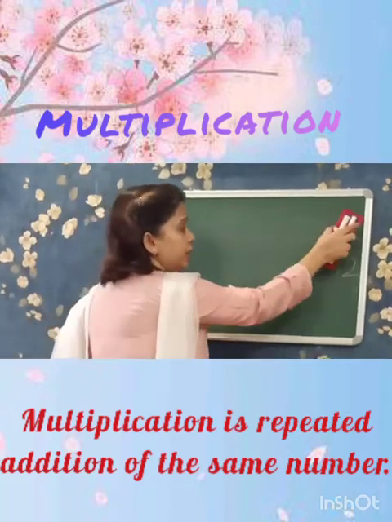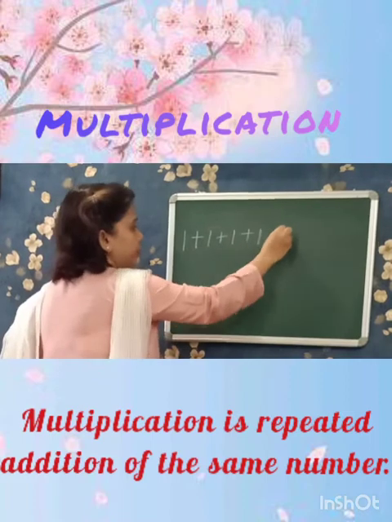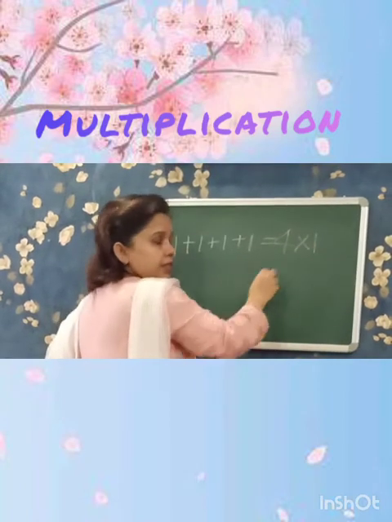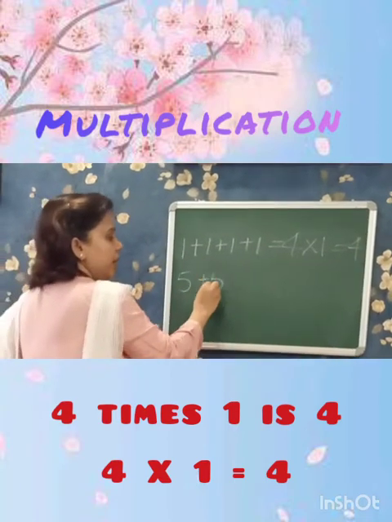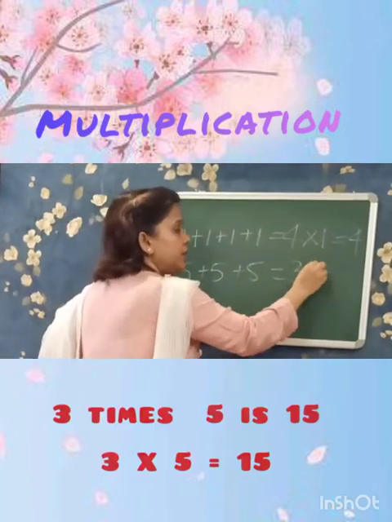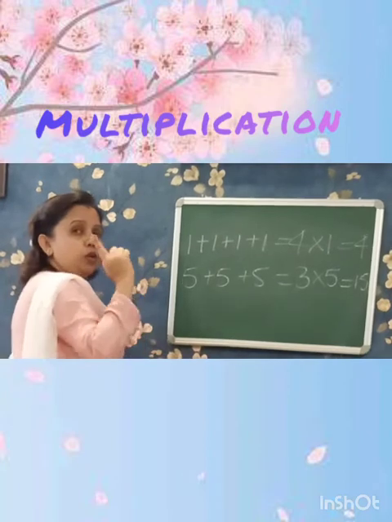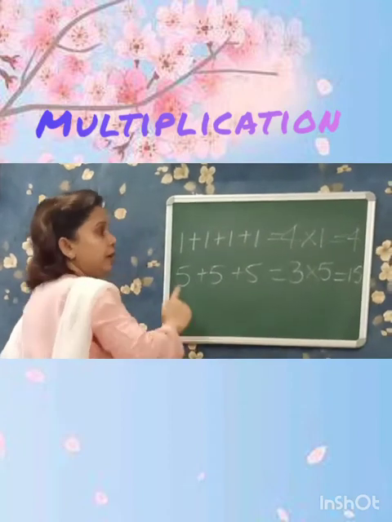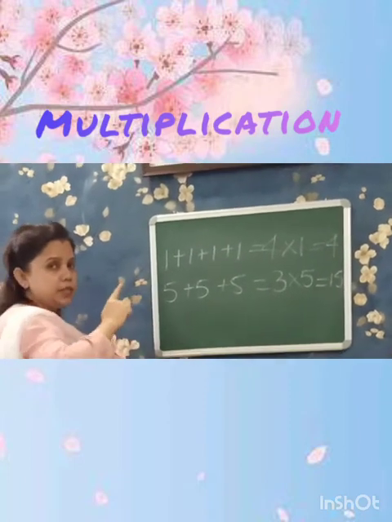You can also write in multiplication form. Suppose I have written here 1 plus 1 plus 1 plus 1. 1 one, 2 ones, 3 ones, 4 ones. So it is 4 ones. 4 times 1. 4 ones are 4. 5 plus 5 plus 5. 1 five, 2 fives, 3 fives. So we write 3 times 5. 3 fives are 15. So when you are told to write in multiplication form, you will write using the multiplication sign. When you are told to write in repeated addition form, you will write using the addition sign. Is it clear, children?